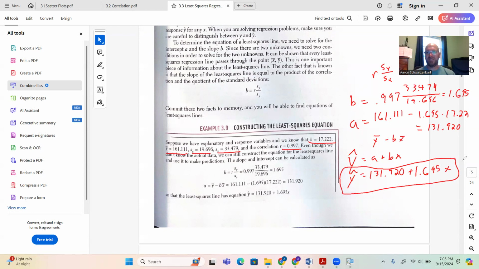If they give you what's called stats or statistics on your data, rather than your actual data, you use the formulas. If they give you your actual data, again, you're going to do it with your graphing calculator. Okay, that is scatterplots, correlation, and the beginning of least squares regression. We'll go more into least squares regression tomorrow.